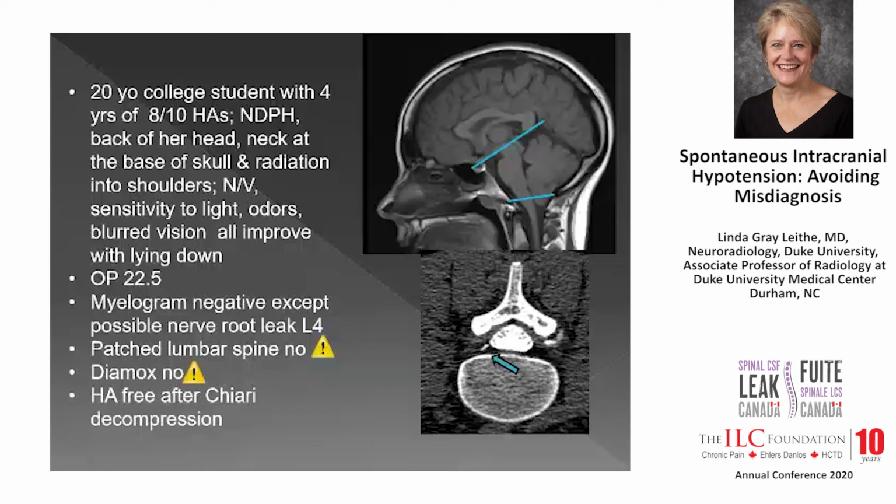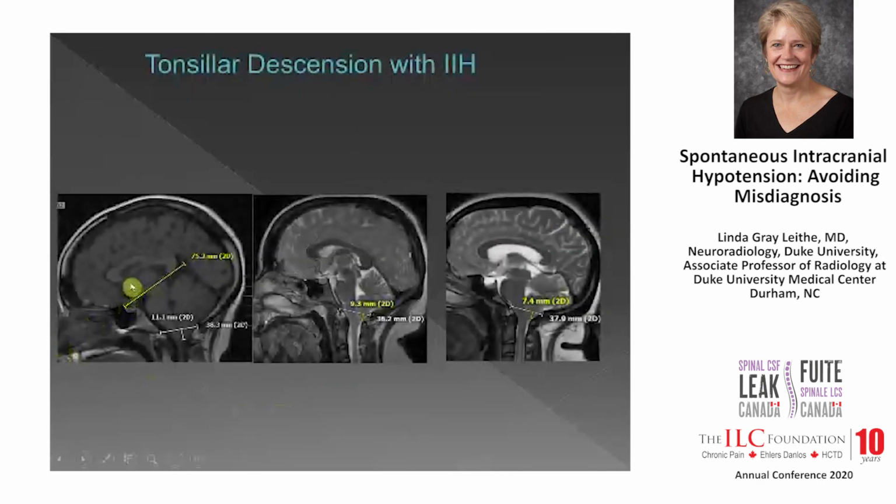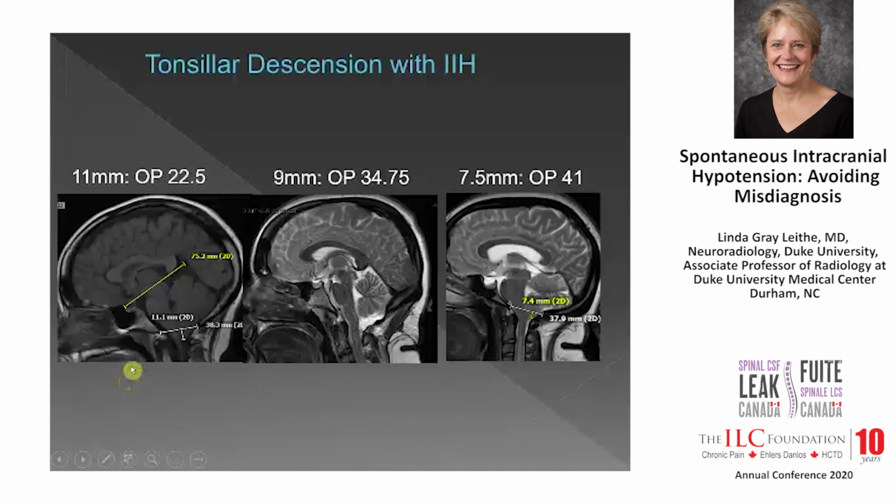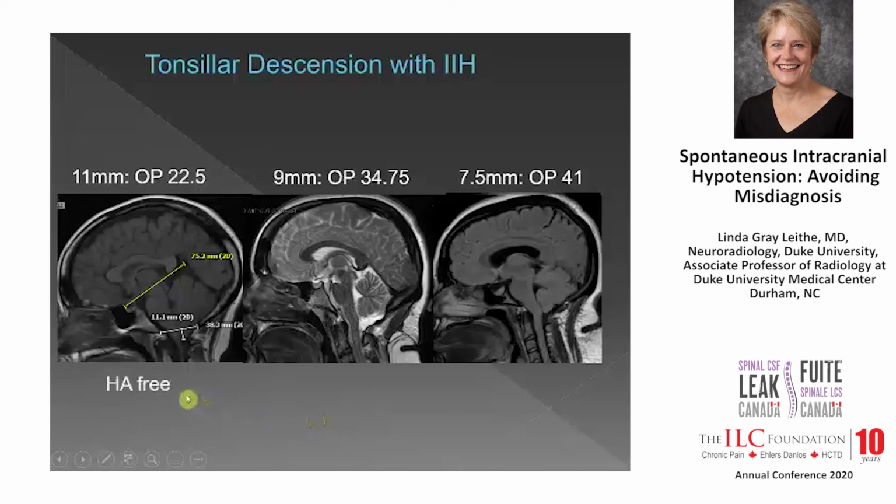And here is our patient right here. And you can see that she had 11 millimeters of tonsillar ectopia, opening pressure of 22.5. And I want to compare that to two other patients here. This one had 9 millimeters of tonsillar ectopia with an opening pressure of 34.75, and this one had 7.5 millimeters of tonsillar ectopia and an opening pressure of 41. Now, our first patient underwent a Chiari decompression and was headache-free. These other two also underwent Chiari decompressions. So the patient with the Chiari was headache-free. Both of these patients who had high opening pressures still had headaches.